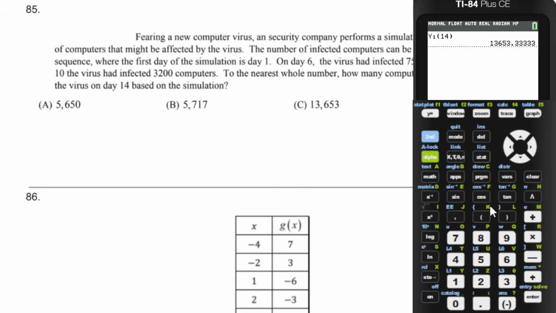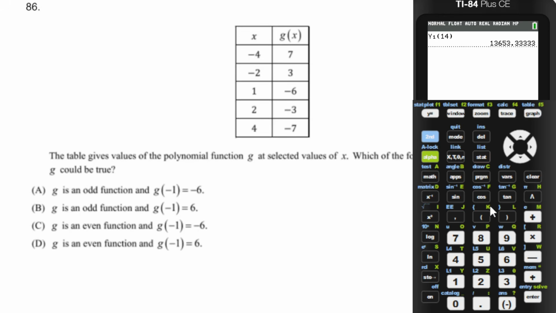And 13,653. Okay, there we have it. All right. I think exponential regression was definitely the way to go there.